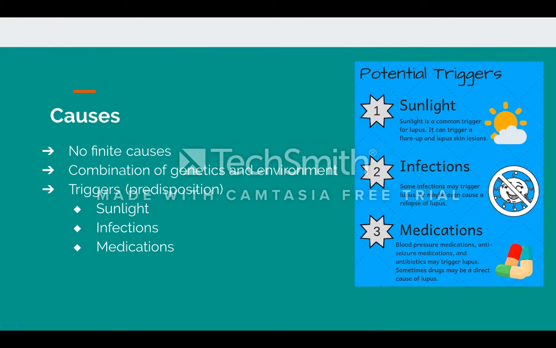Causes. There are no specific causes discovered at this time for lupus, SLE. Many believe it's just a combination of genetics and environmental factors. However, there are potential factors that people believe trigger those predisposed to the disease, such as sunlight, infections, and medications.